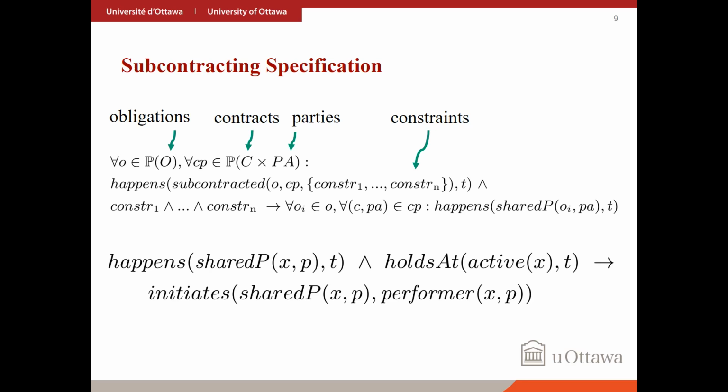A party can subcontract a set of obligations through at least one subcontract. Sometimes performance delegation is restricted. For example, a carrier is an eligible performer if the good is ready for pickup. The top axiom says if an obligation is subcontracted to a subcontractor PA, then event share P is triggered. The below axiom catches the shared P event and adds the subcontractor to the list of obligation performers.